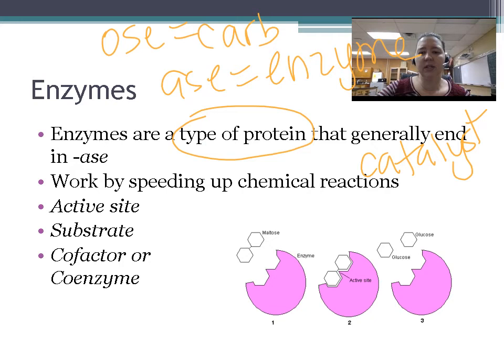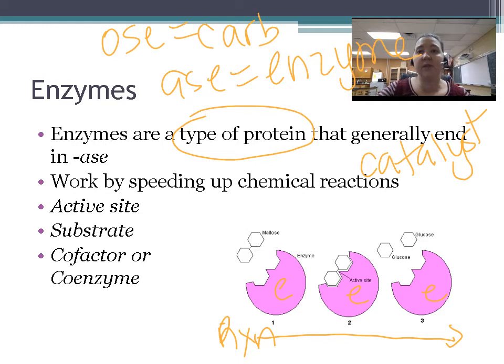If we look down here at the process of a reaction, during the course of this process, the enzyme is this big pink area. It doesn't change over the course of that chemical reaction. It stays exactly the same. What changes is the substrate.